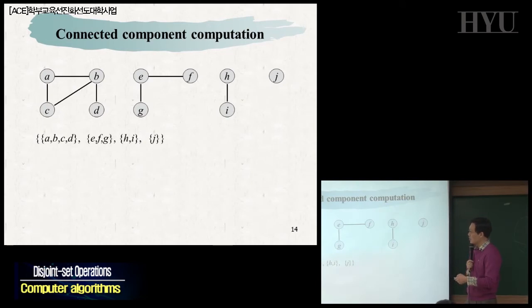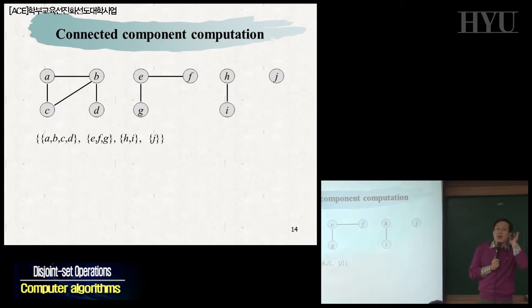Look at this. How many connected components are in this graph? Okay, what is the number of connected components? Yes, there are 4 connected components. They are A, B, C, D, E, F, G, H, I, and J. And they are represented by a collection of disjoint sets.